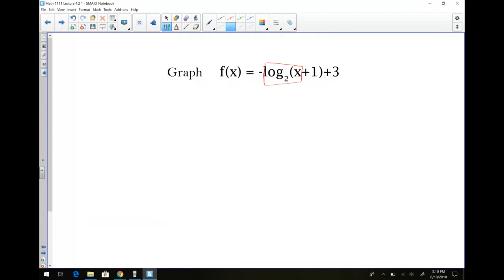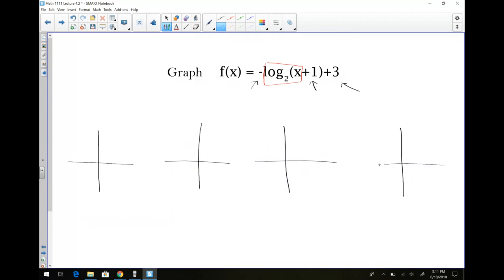Simple enough. So first of all, as always, writing down my set of axes. And notice here's my basic, but then this does something to it, this does something to it, and then that does something to it. So there's three things. So I have my basic graph, and it looks like I have three other graphs after that. So what I'm going to do is label them. I've got my log base 2 of x.